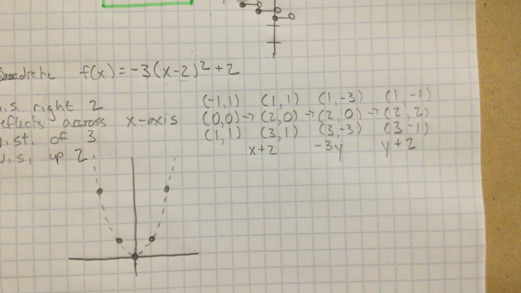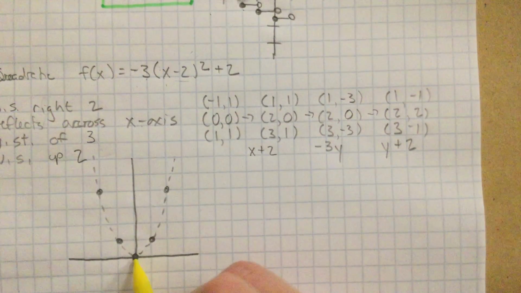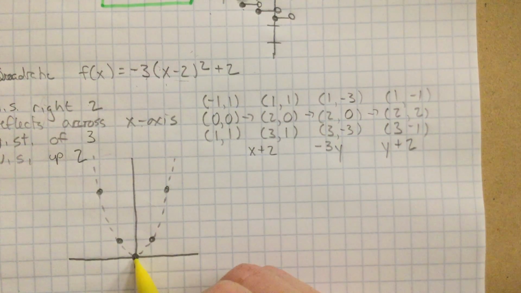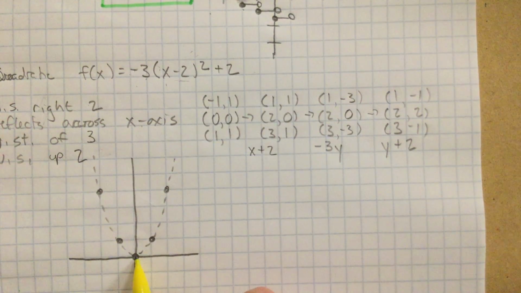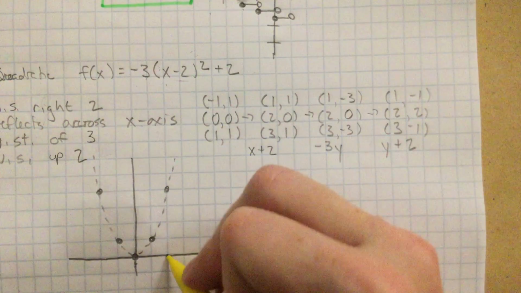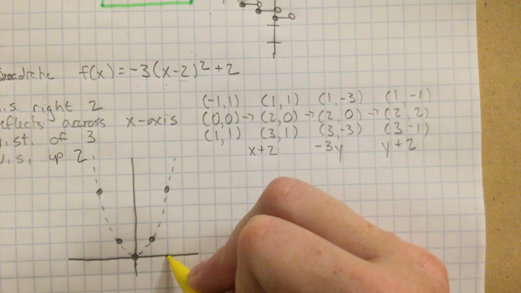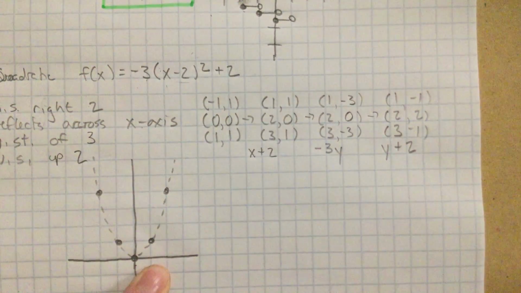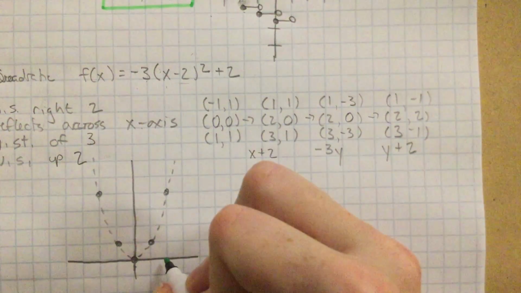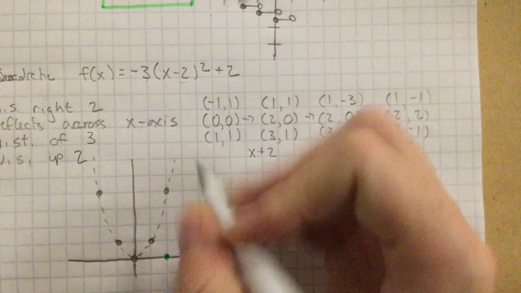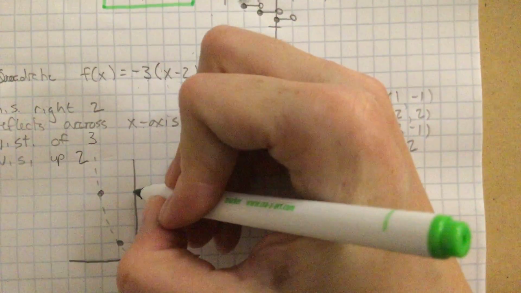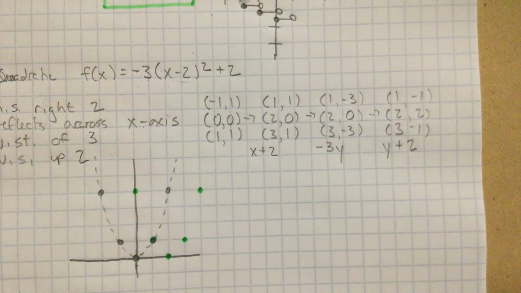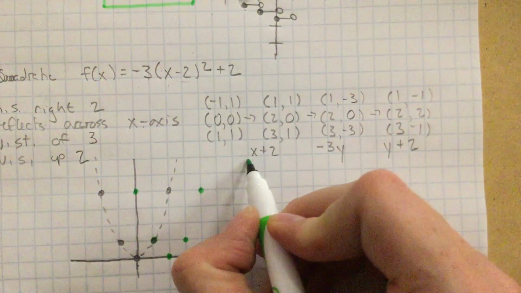Okay? So if I take the vertex right here. So we said the first thing it did is it went to the right 2. So this point right here went to the right 2. Okay? Then we said it flipped over. Okay? So this one moved over, this one moved over, that one moved over. Okay? That's this one.